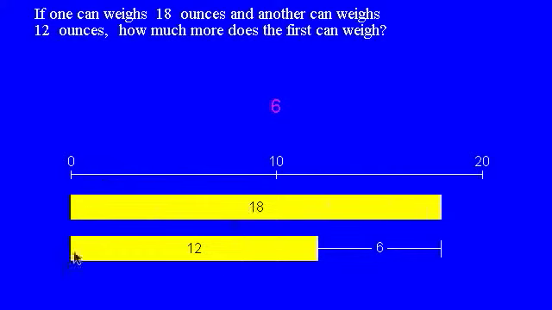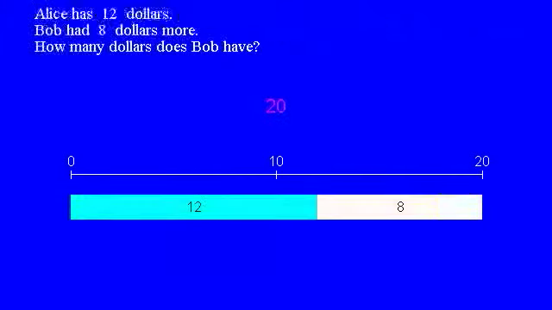So 1 is 18, 1 is 12. How much more is this? It's 6. 18 minus 12. One case where you have to be careful, though, is if the comparative word is in the information part and not in the question. For example, here, Alice has $12, Bob has $8 more. How many dollars does Bob have? So we start with Alice has 12 and Bob has $8 more. So Bob has $20.